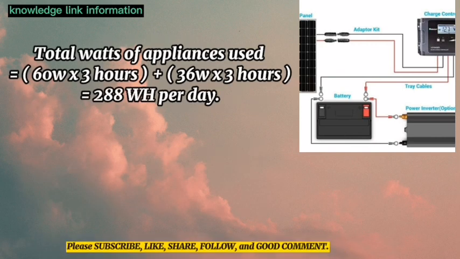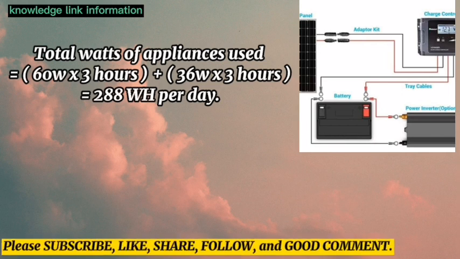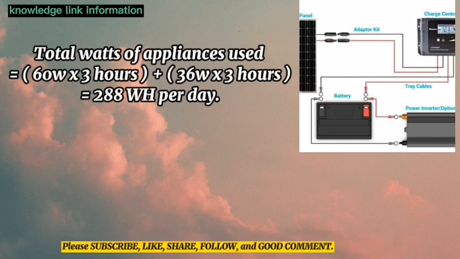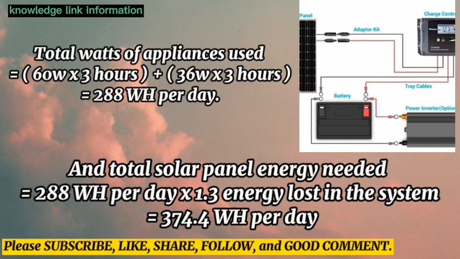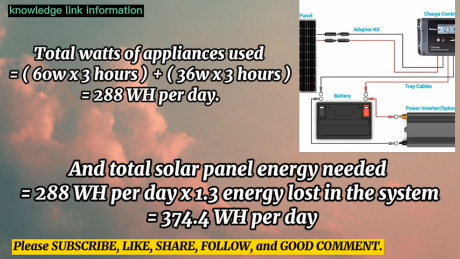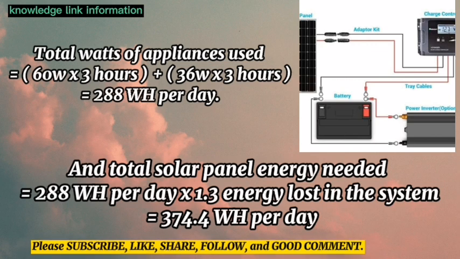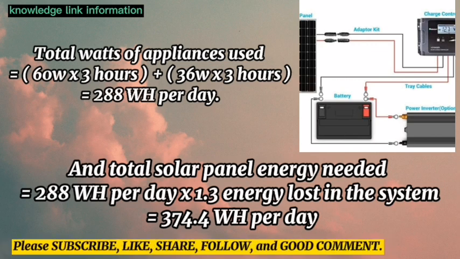Total watts of appliances used is 60 watts times 3 hours plus 36 watts times 3 hours, which is 288 watt-hours per day. And total solar panel energy needed is 288 watt-hours per day times 1.3 energy loss in the system, which is 374.4 watt-hours per day.